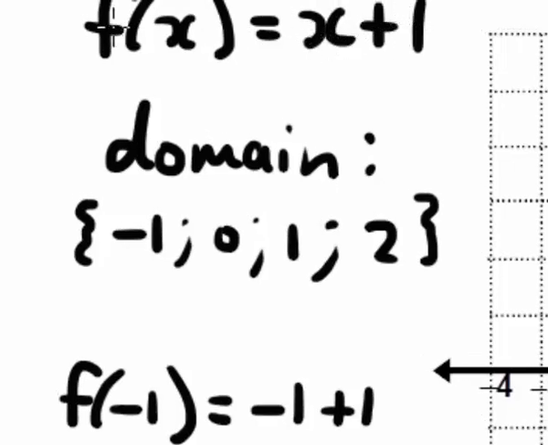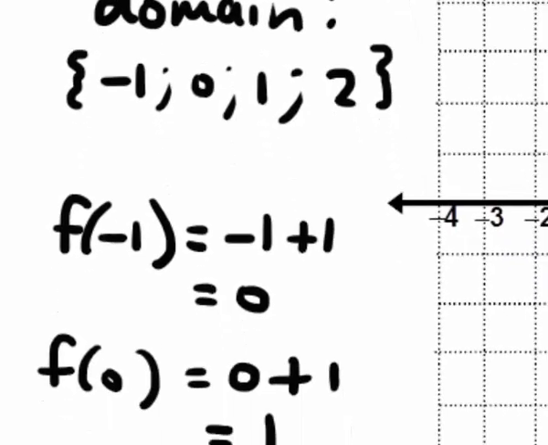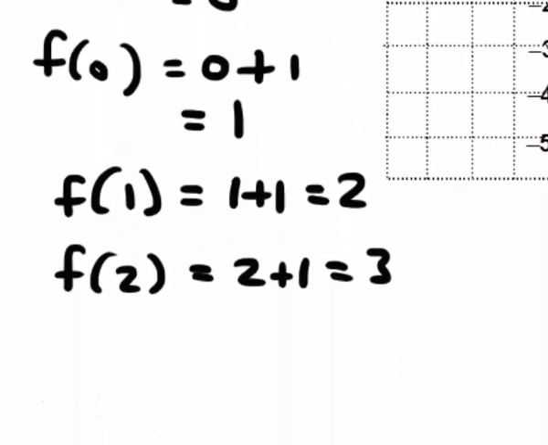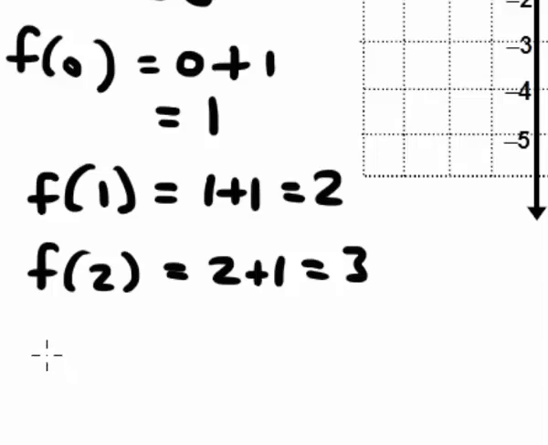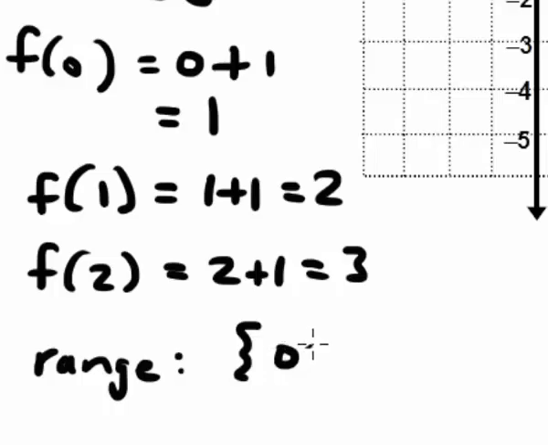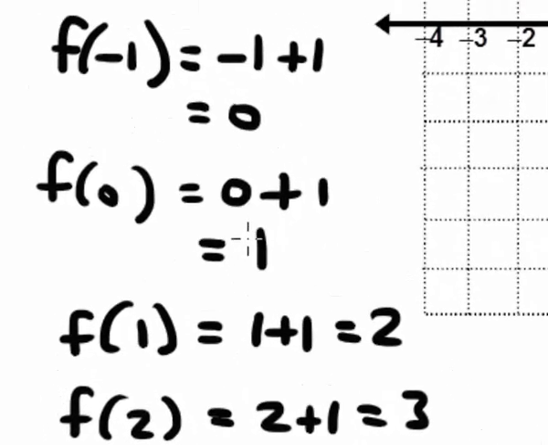And you get the f of minus 1 is the y. So these are your y values. So the range of the function would be this. Have a look here. The range would be made up of 0, 1, 2, and 3. That is your range: 0, 1, 2, 3. Okay, now we've got the domain and range.